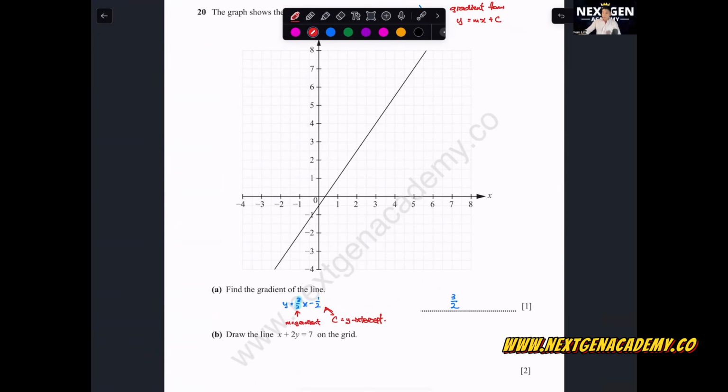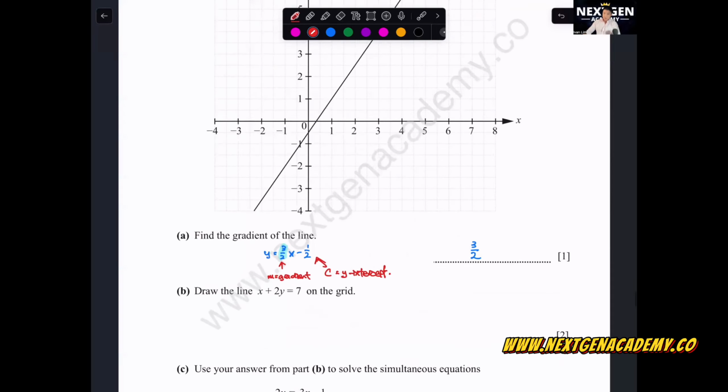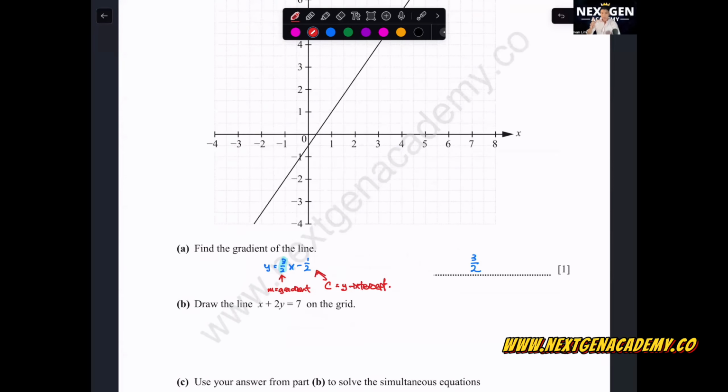The next one: draw the line x plus 2y equals 7 on the grid. Do you all know how to draw it? To sketch a line, all you need is 2 points. That's all. What are the 2 points that you can find? We look at the equation to determine. You can sub in any points.